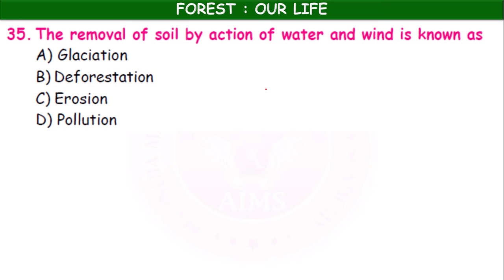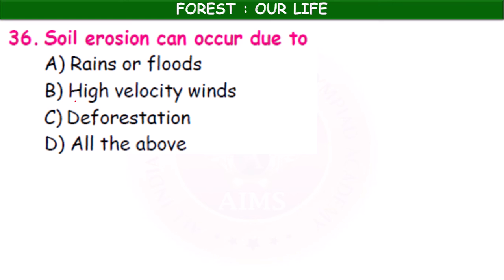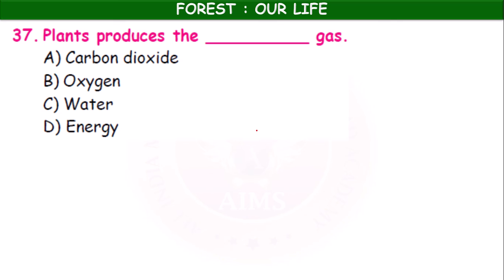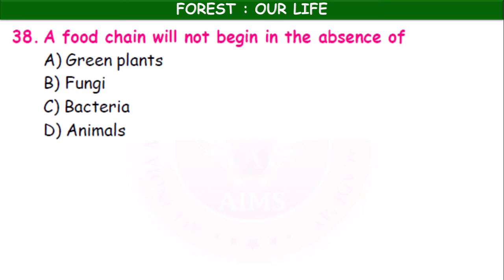The removal of the soil by action of water and winds is also known as glaciation, deforestation, erosion, pollution. Erosion. Soil erosion can occur due to rains or floods, high velocity of winds, deforestation. All of these or all of the above. Plants produce dash gas: carbon dioxide, water vapor, oxygen, energy. Plants produce oxygen. During which process do they release oxygen? Photosynthesis. A food chain will not begin in the absence of green plants, fungi, bacteria, animals. Green plants, because every food chain starts with a producer. Green plants are producers.